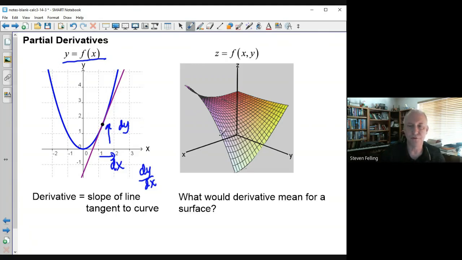But what would a derivative mean for something where we have a domain that's two-dimensional and we have an output variable as a function of the two input dimensions? Because now you could go in different directions, and how fast y or z is going up or down is going to depend on what direction we're changing. Are we changing just in x, just in y, or some combination?